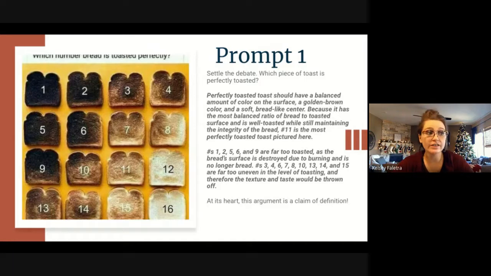Right? So at the heart of this, I've started with what's called a claim of definition, right? Remember those 4 types of claim that we make in arguments? And I've defined what it means to have a perfect piece of toast. And then I've articulated why my opinion, number 11, fits that measure or fits that definition, right? So that's what you're doing in argument. Sometimes you're making a claim of definition, okay, and that's developing a position.